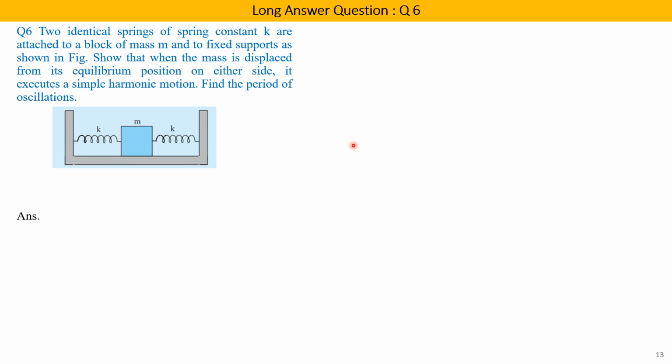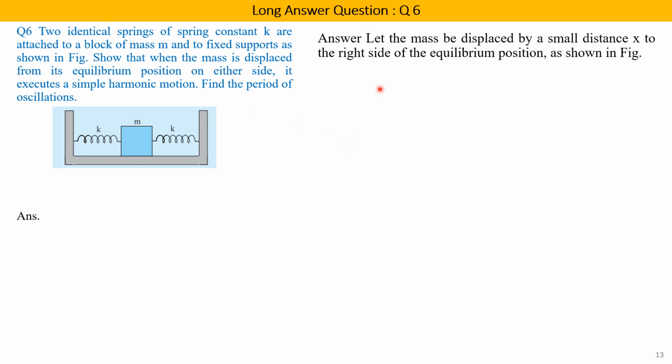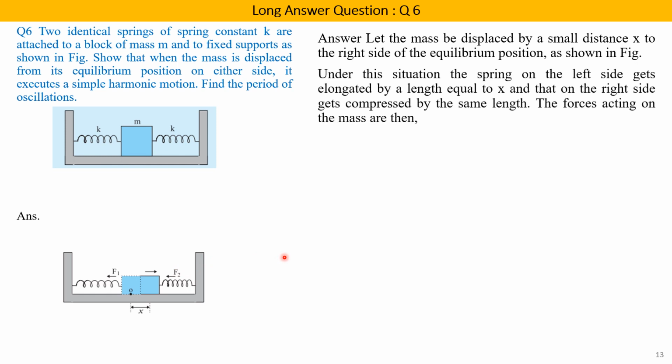Let us answer it. Let the mass be displaced by a small distance x to the right side of the equilibrium position as shown in the figure. So, first consider the displacement towards the right side. In such a situation, the spring on the left side gets elongated by a length equal to x, and the spring on the right side gets compressed by the same length.